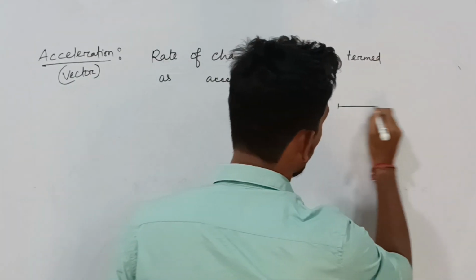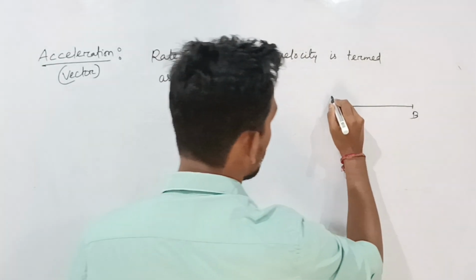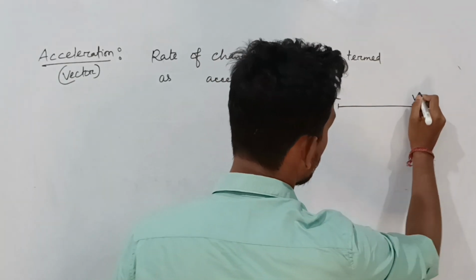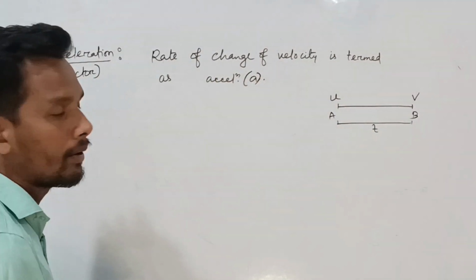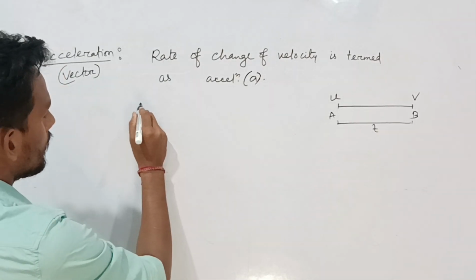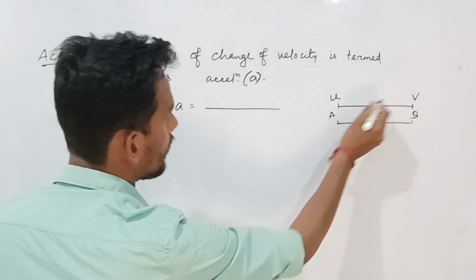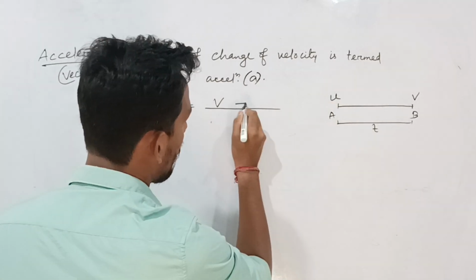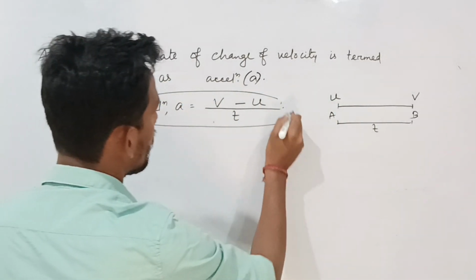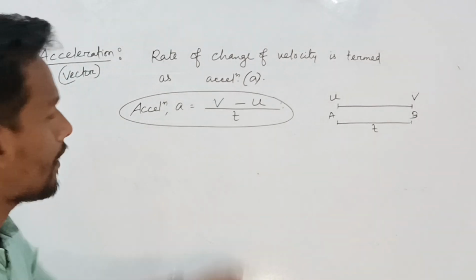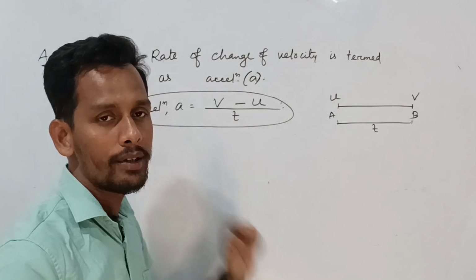Suppose you are moving from A to B. At point A, speed is u. At point B, speed is v. Suppose you require time t to move from A to B. Clear? So acceleration a will be the final velocity minus initial velocity divided by time. This gives you the definition of acceleration.